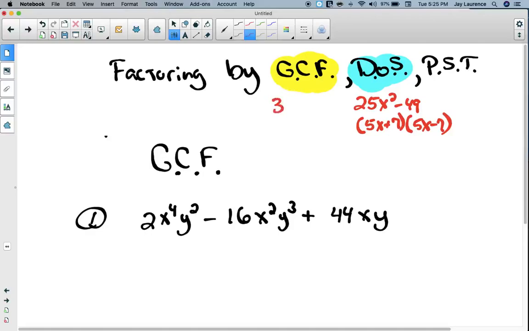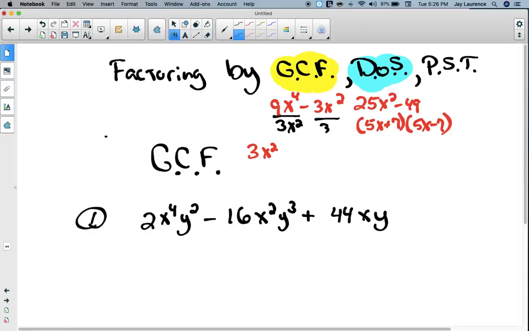A GCF situation might be 3x to the 4th. Hold on, I want to change that 3 to a 9. I want to make that 9x to the 4th minus 3x squared. Now the GCF in this one looks like it would be a 3 and an x squared. So I'm going to factor out a 3x squared. What some of you aren't doing is dividing these by the GCF.